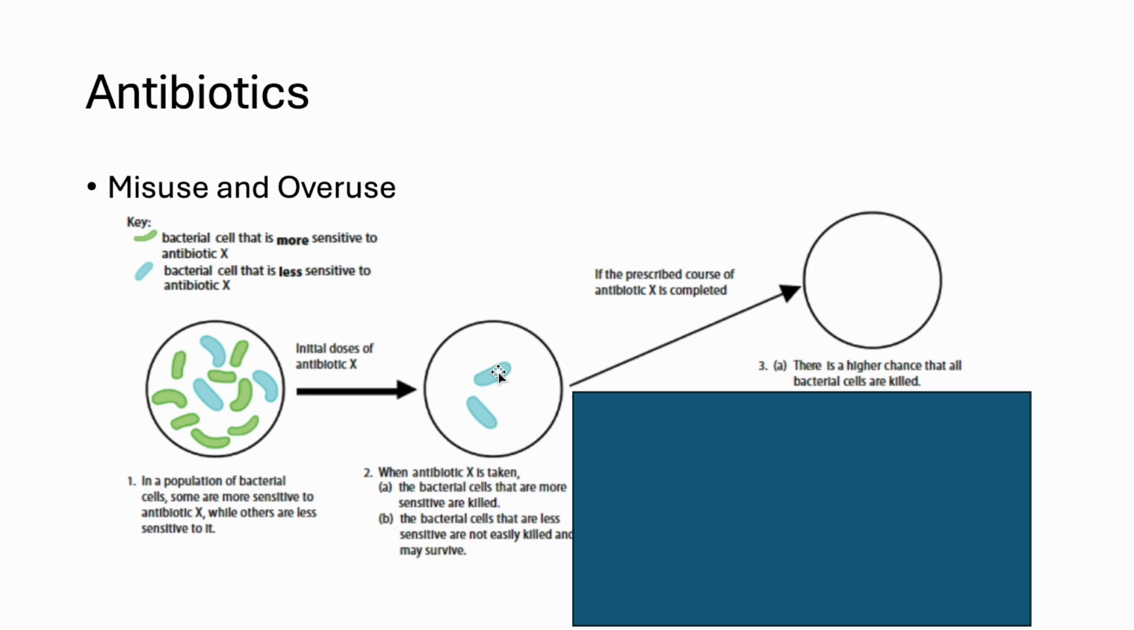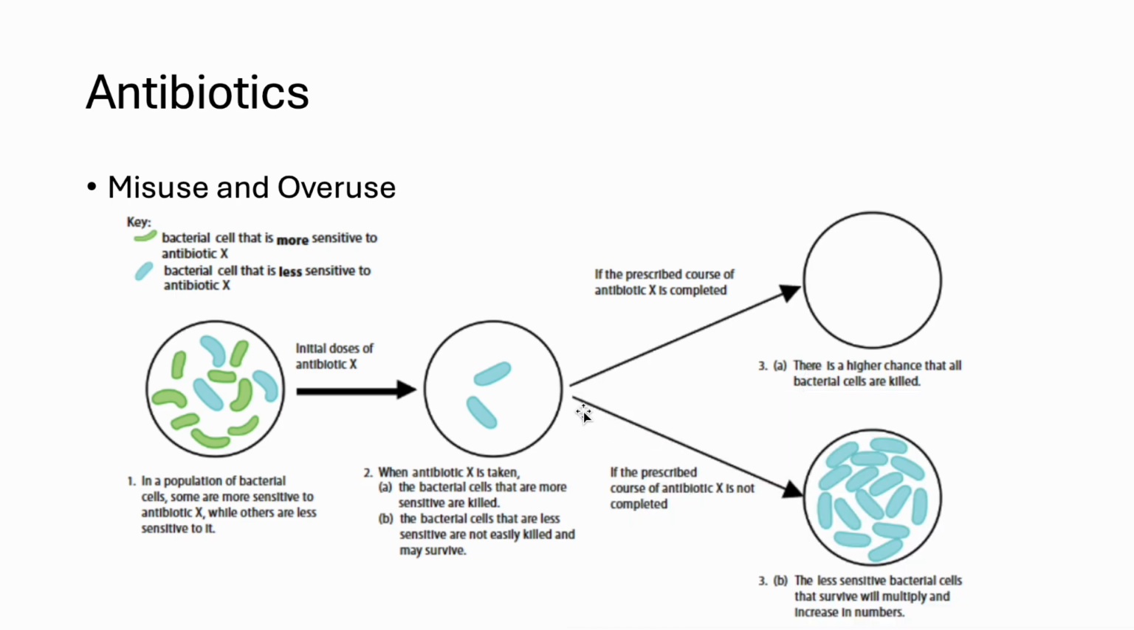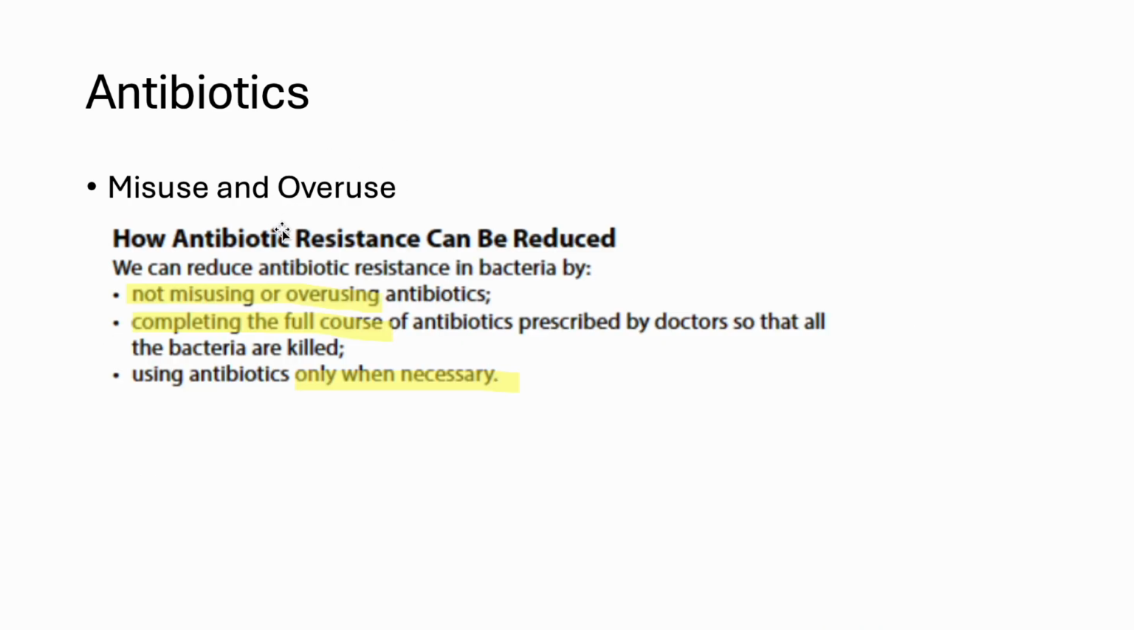Okay, if you stop just because you feel better, the blue ones, the stronger ones, do not die. They will learn that, hey, antibiotic X works like that. We need to grow and evolve to survive the next wave of exposure, if ever. So they will learn and grow and they will multiply. So the stronger ones multiply. So it makes your case even worse. Now, this colony is not very sensitive to antibiotic X, and you need a stronger antibiotic to solve your problem. So in this case, don't misuse, don't overuse, and complete the full course. And only use when necessary, to kill off the whole colony, ensuring that they don't evolve.